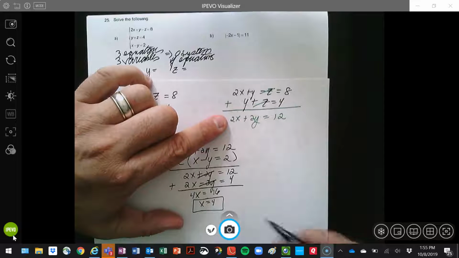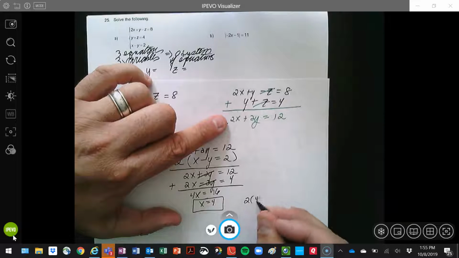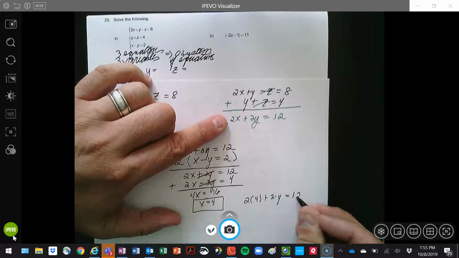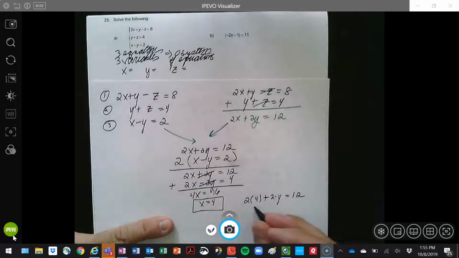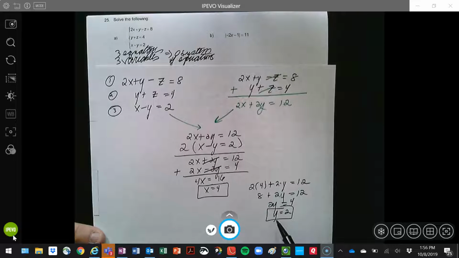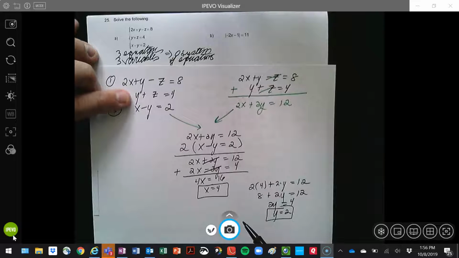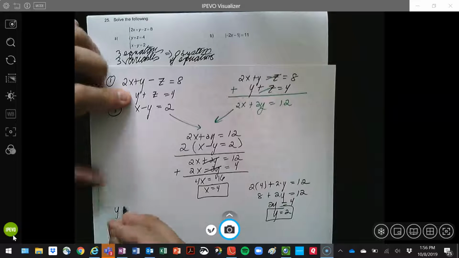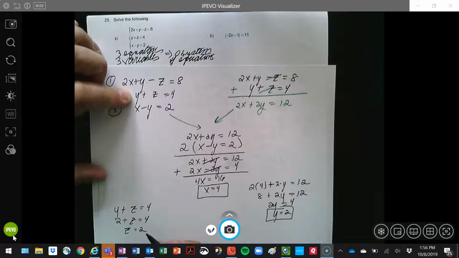Well, we've got the equation 2x plus 2y equals 12, so that must mean that 2 times 4 plus 2 times y equals 12. If I clean this up, I get 8 plus 2y equals 12. Subtract the 8 from both sides, divide by 2, y is equal to 2. Now that you know that y is equal to 2, the only thing left we need to figure out is what z is. And from way back in the beginning, we knew that y plus z is equal to 4. So if y plus z is equal to 4, and y is equal to 2, then it must mean that z is equal to 2.